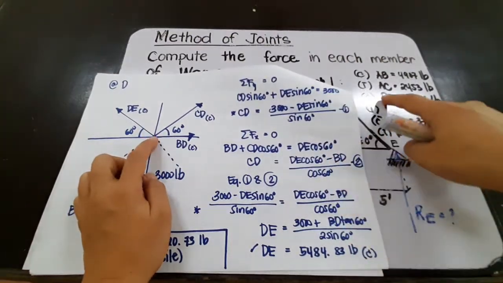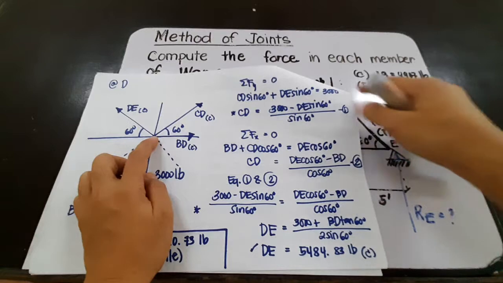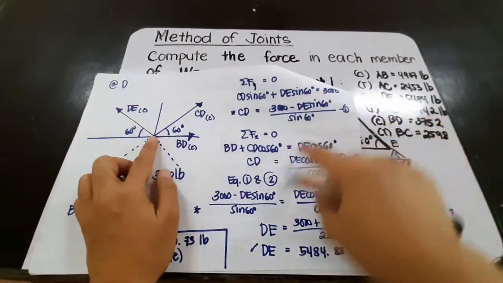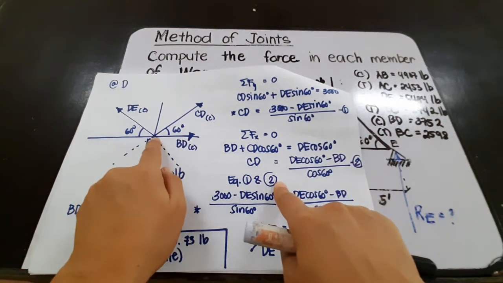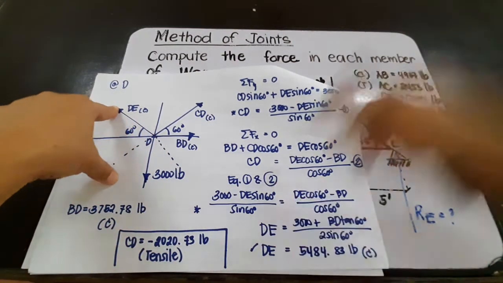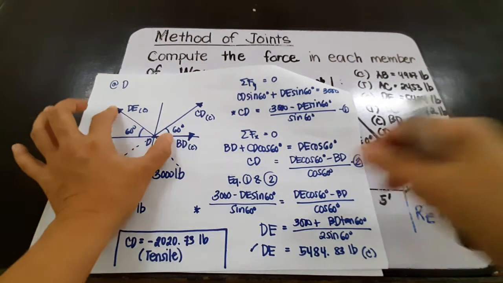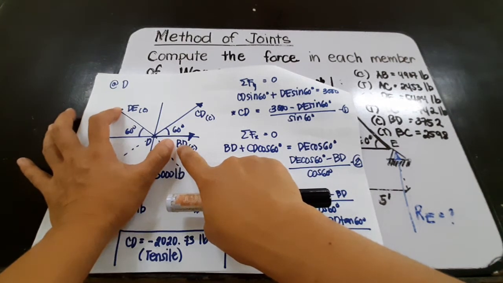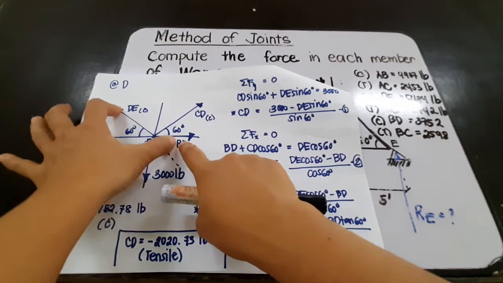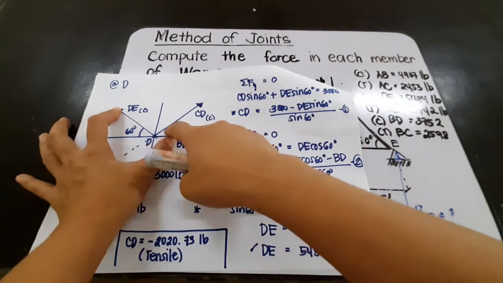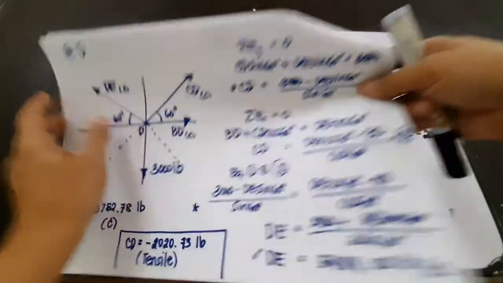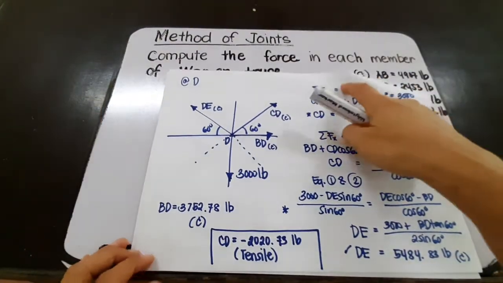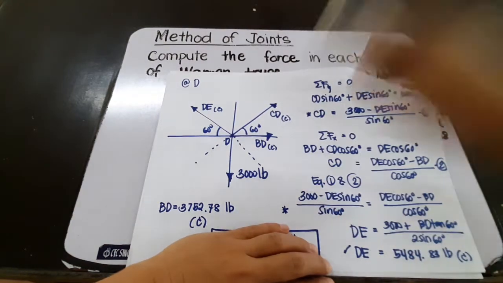So remember that our DE is compressive, so that's acting towards D. So if that's acting towards D, then the free body diagram will be acting towards D, and extending that we have this DE. So we have two sure assumptions, BD and DE. And in order for this to be in equilibrium, we can have another assumption, CD, as a compressive force.